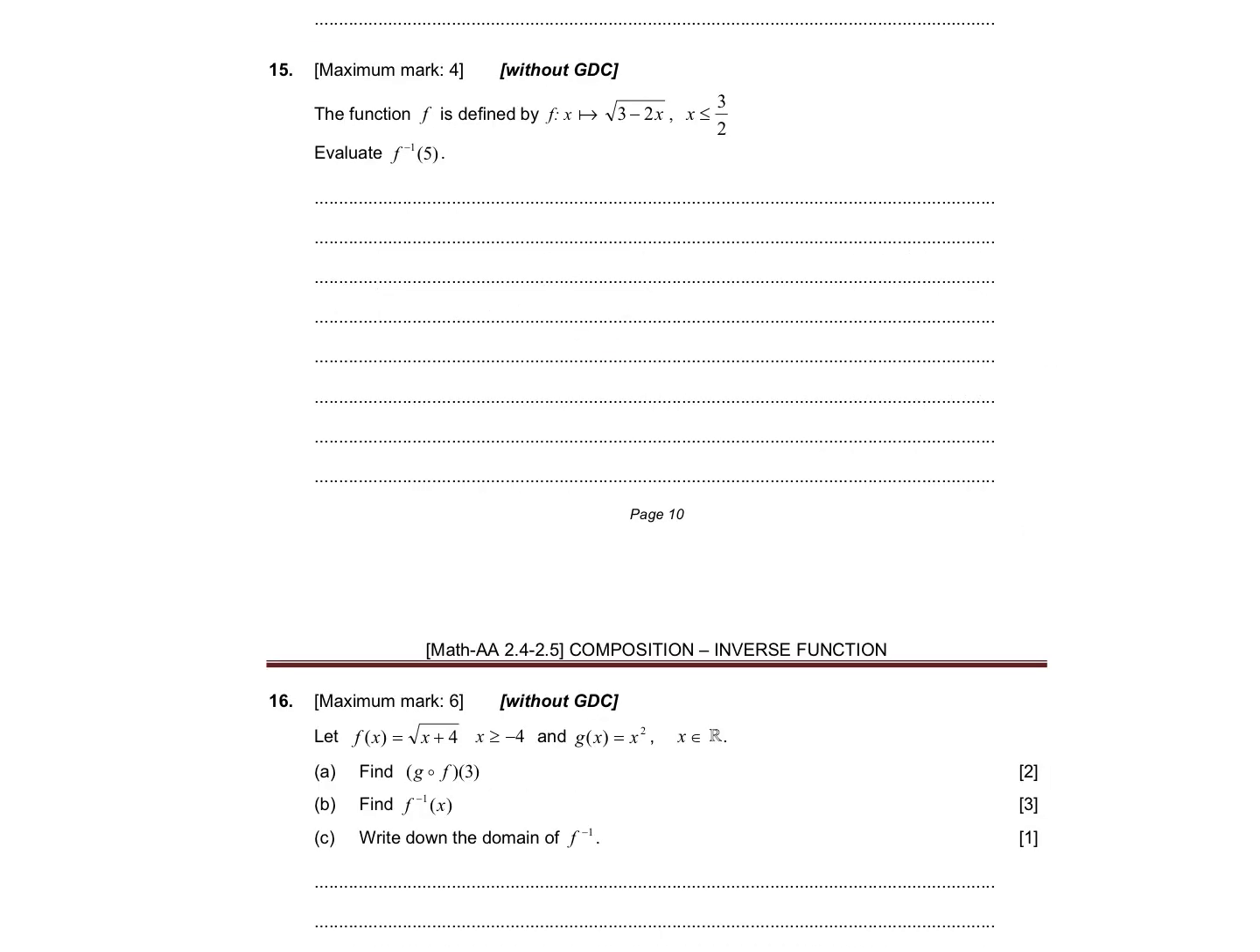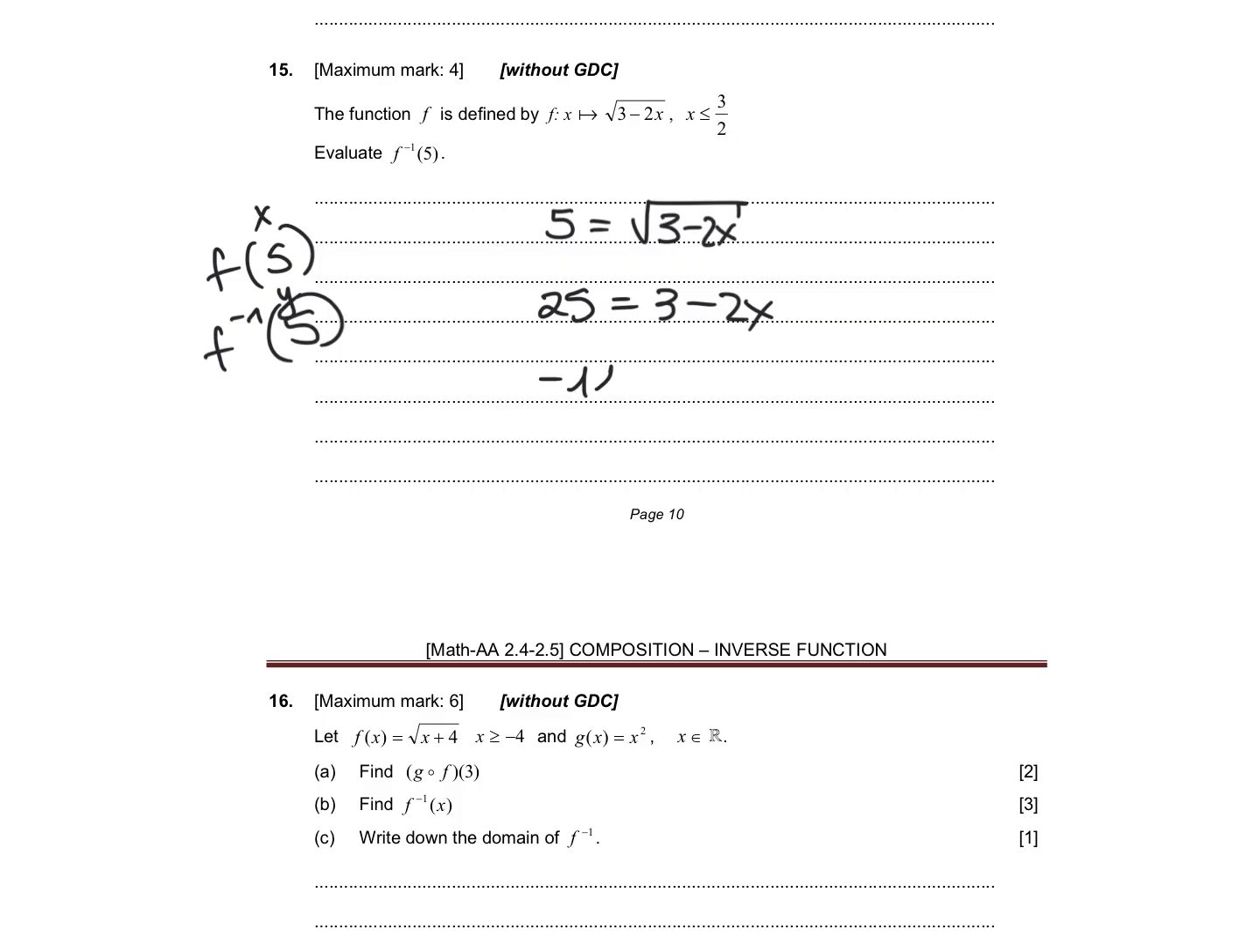All right, 15, we've got the function. X has to be less than or equal to 3 over 2. So we're just setting the y, because remember, f at 5 would be where you substitute an x in as 5. And here, it's the opposite. So this is becoming your y of your original function. So we have 3 minus 2x, and if we square both sides, and then subtract 3, which is 22, divide by negative 2, it's negative 11 is x.